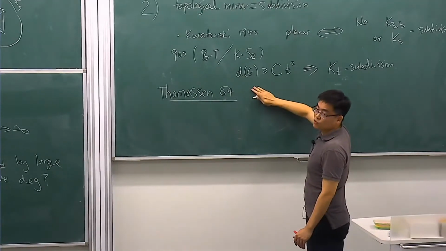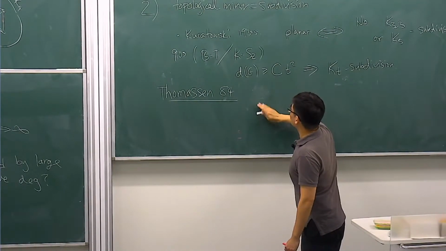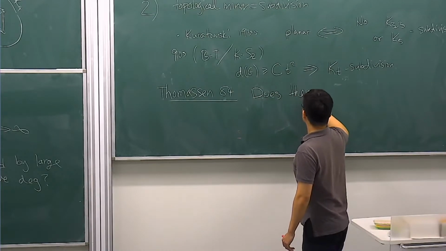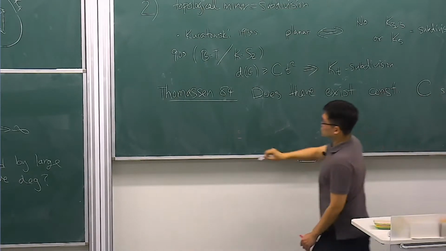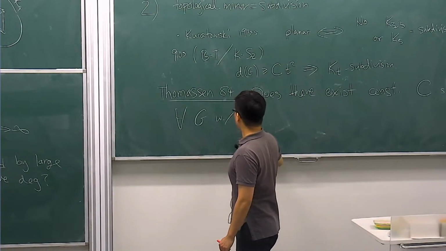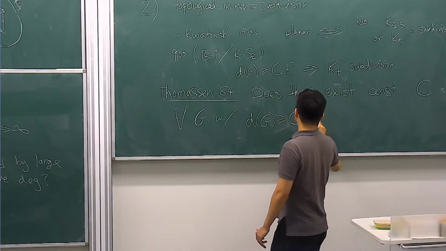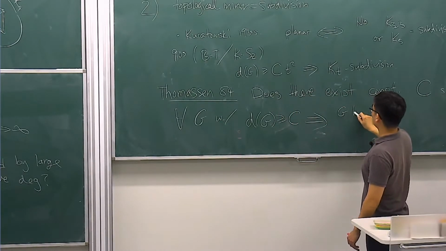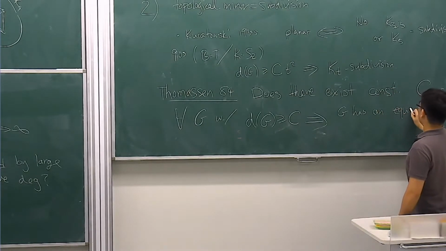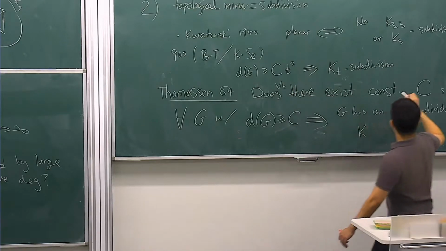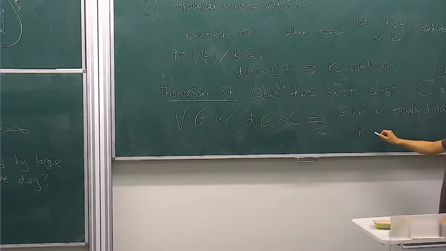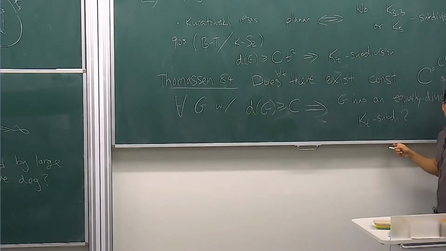So let me write it precisely. Can average degree force that? It means: does there exist a constant C, depending on t, such that for every G with average degree bigger than C, G contains an equally divided K_t subdivision? This is the question. Is the question clear?